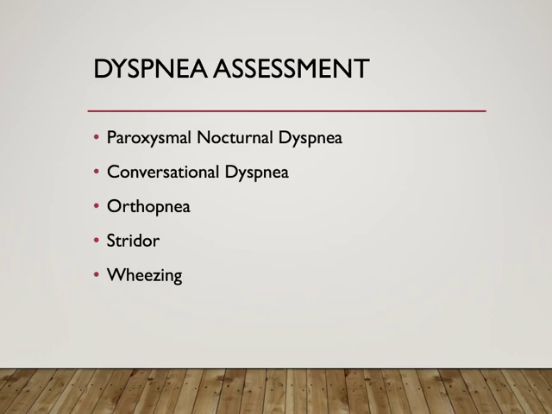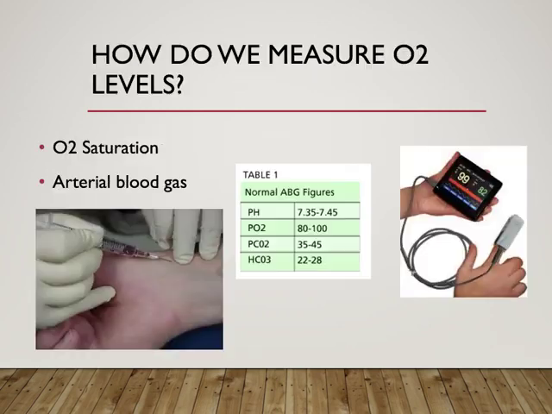Stridor is a high-pitched, harsh crowing sound from a partial obstruction of the larynx, and it is scary. And I'll tell you a story about that in class. But wheezing, then, is from a constricted bronchus or a bronchus filled with mucus. It can be from asthma or chronic bronchitis, and they describe it as a musical sound that goes through the lungs.